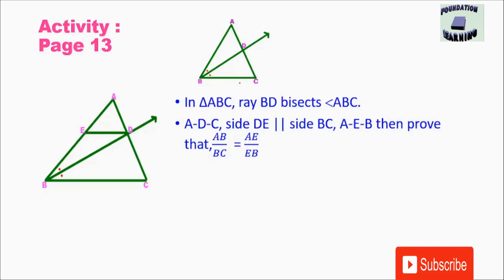Now we go to the activity on page 13. In triangle ABC, ray BD bisects angle ABC. Now we have this BD bisecting angle ABC, this angle. D is between A and C. When it is written A-D-C, it means D is between A and C. Okay, and side ED is parallel to side BC.